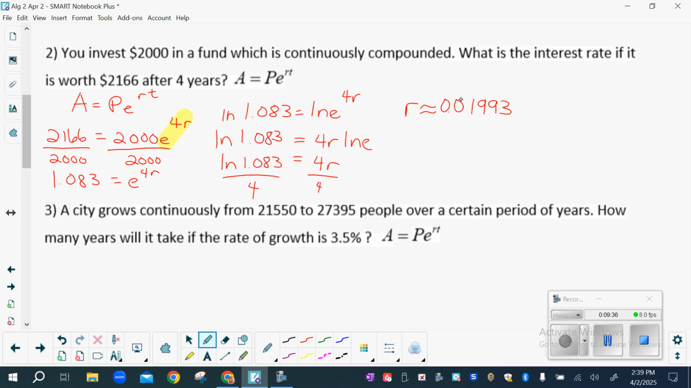0.01993. We want to round this. We're going to be rounding to the nearest hundredth because that's what I asked you to do on your test. That's what I'm asking you to do on your homework tonight. We want to change this to a percent. Multiply by 100. So move that decimal point 2 places to the right. So it's 1.99%.